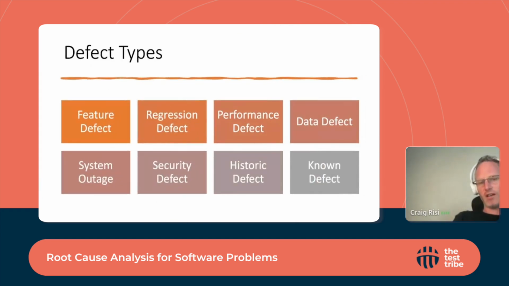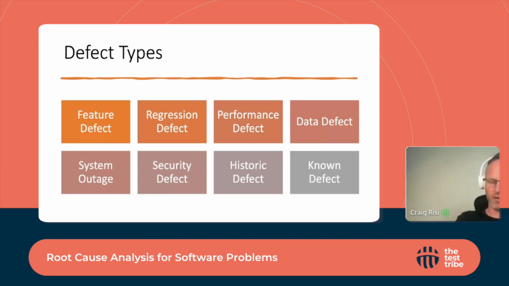How do we do that, and how do we start that categorization process to get the information we need? I think it starts off by identifying the correct defect types. So when we log a defect, what type of defect is it? Was it a feature defect? A feature defect is a new feature we're working on, and the feature failed.